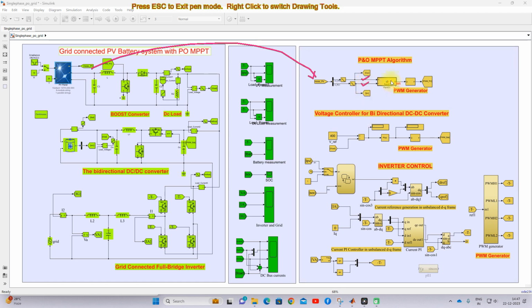The PV voltage and current will be processed via PO MPPT. The PO MPPT will generate the duty cycle. That duty cycle is processed via the PWM generator, which generates the PWM pulse. This pulse is used to control the IGBT of the boost converter to extract the maximum power from the PV array, as well as to boost the voltage from 245 volt to 400 volt for the DC bus, because this DC bus is going to be maintained at 400 volt.